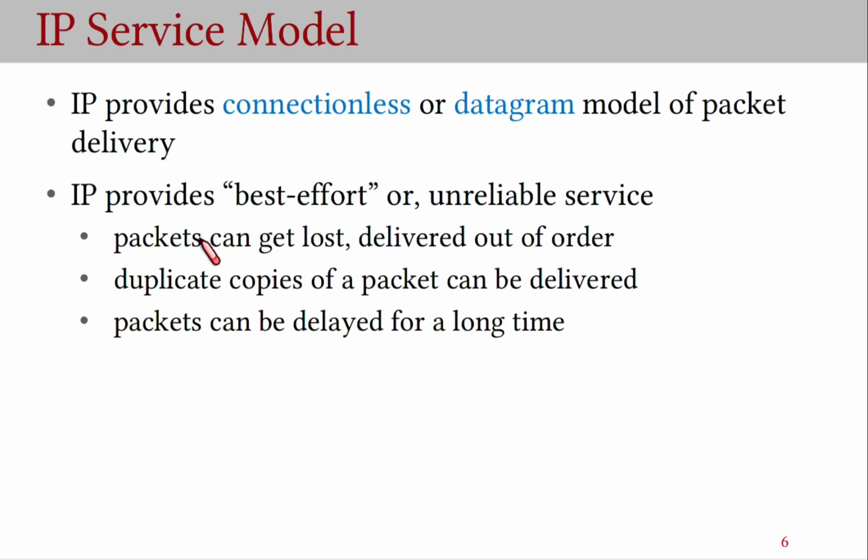But in the process, packets can get lost. They could be delivered out of order. There may be duplicate copies of a packet that can be delivered at the destination. And there is no guarantee how long it will take for a packet to reach its destination. The designers of IP made this choice of providing this minimal service deliberately because they were guided by the philosophy that the internet should be able to connect any reasonable, let's say, networking technology.